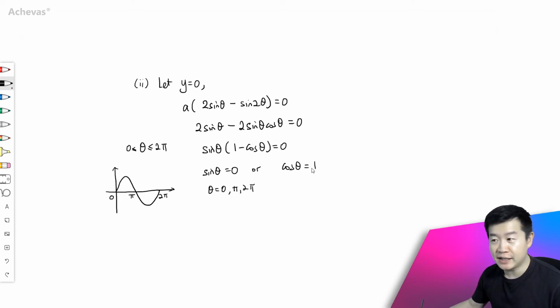As for cos theta to be equal to 1, let's make use of the graph again. So using the graph, we will have something that is like this, from 0 all the way until 2 pi. And for cos theta to be equal to 1, that will be when theta is equal to 0 or theta is equal to 2 pi. So here theta is 0 or 2 pi.